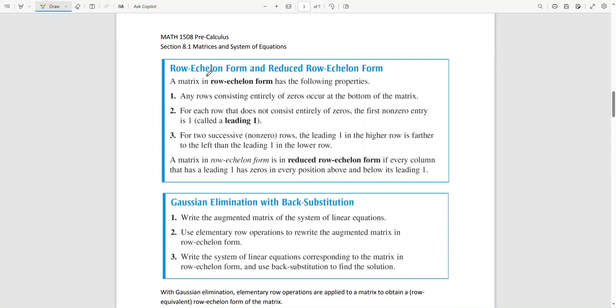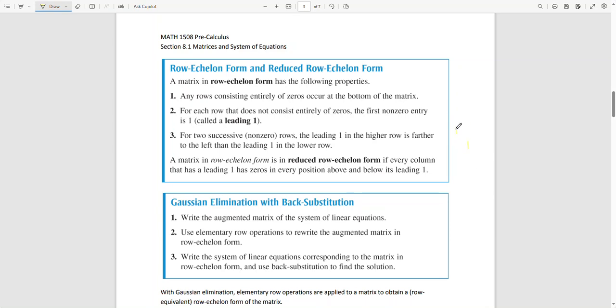Okay, a matrix in row echelon form has the following properties. 1, any row consisting entirely of zeros occurs at the bottom of the matrix. 2, for each row that does not consist entirely of zeros, the first non-zero entry is a 1. All right, we're always making ones. The coefficient of x in your first equation should be a 1. The coefficient of y in your second equation should be a 1. It's the same leading ones that we're using now. 3, for two successive non-zero rows, the leading one in the higher row is farther to the left than the leading one in the next row.